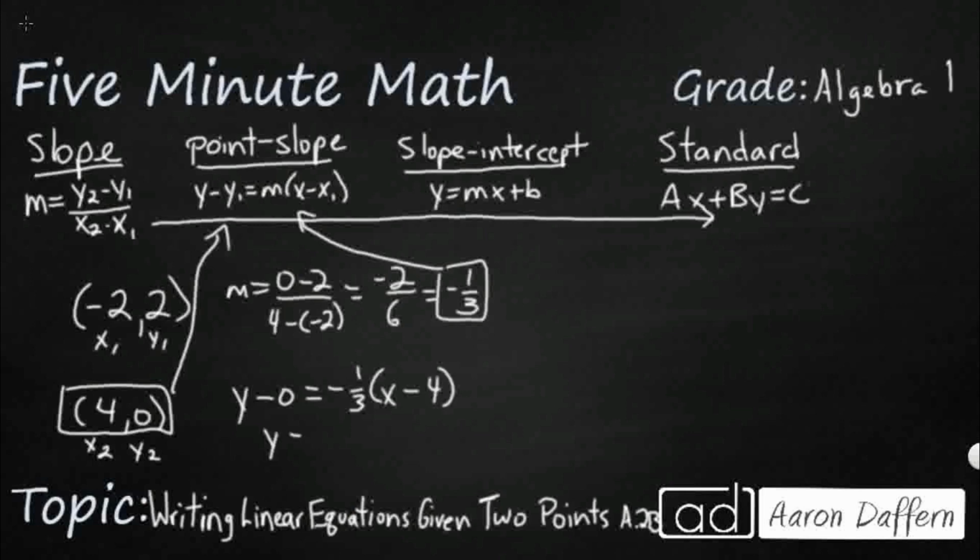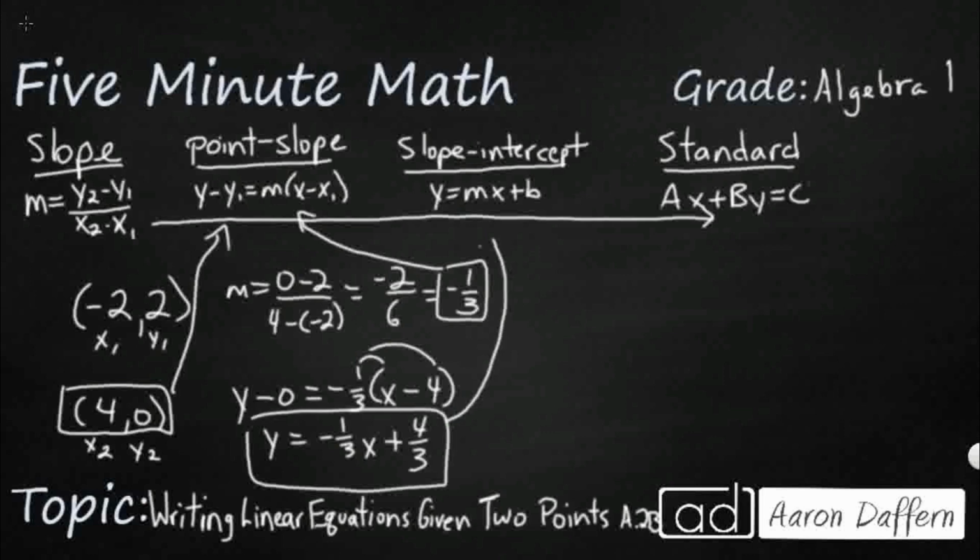That's great. Y equals, all I need to do is distribute this out. So negative 1/3 x, and then I've got this negative 1/3 times negative 4, so the two negatives are going to make a positive, and that's just going to be 4/3. All right, so here is my answer of how I can write this linear function in slope-intercept form.